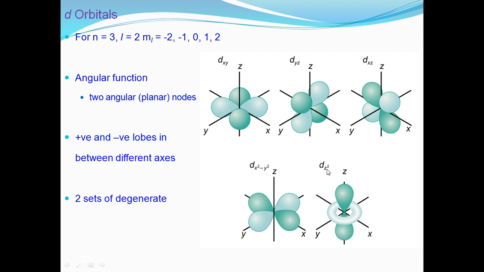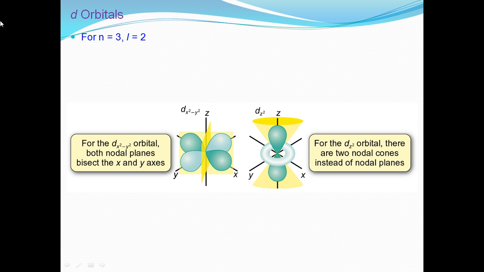And then the dz squared basically has two lobes pointing along the z-axis and a ring along the xy axis. So here we have these two diagrams of these orbitals showing the lobes and their respective nodes.